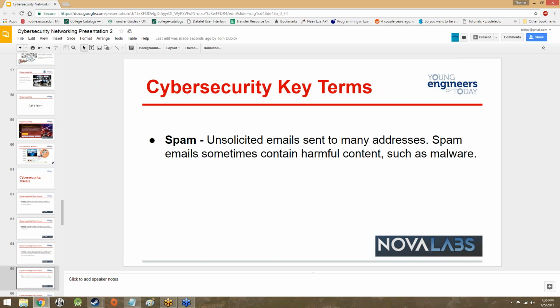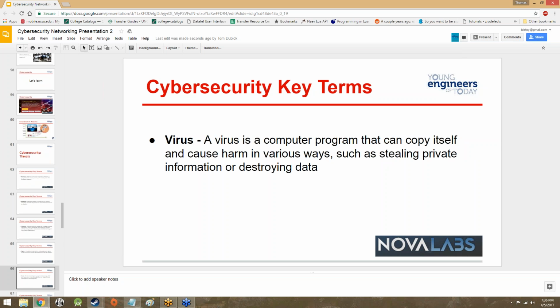Spam is unsolicited emails sent to many addresses. Spam is usually just annoying, but sometimes it contains harmful content, like different forms of malware. A virus is a computer program that can copy itself and cause harm in various ways, such as stealing private information or destroying data. Viruses can be pretty nasty.